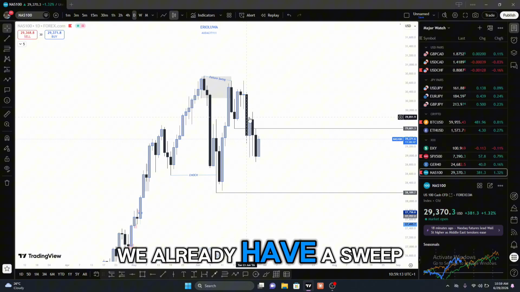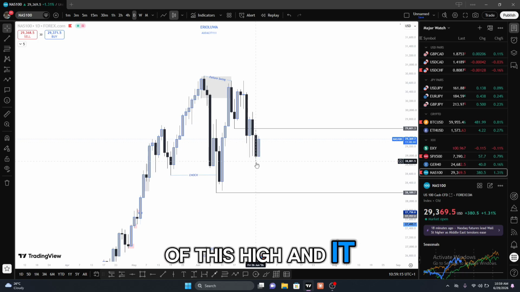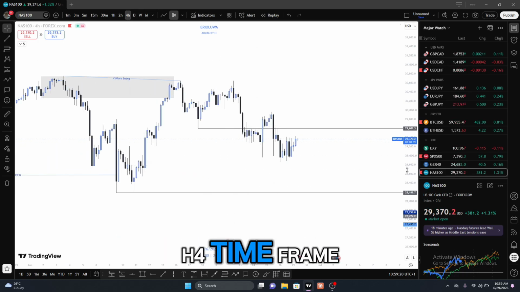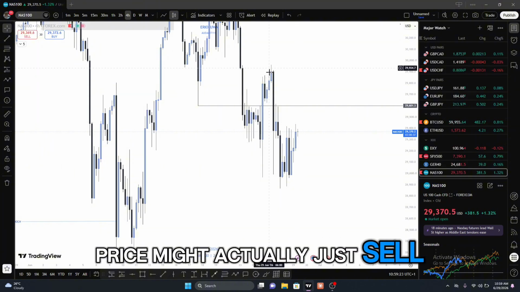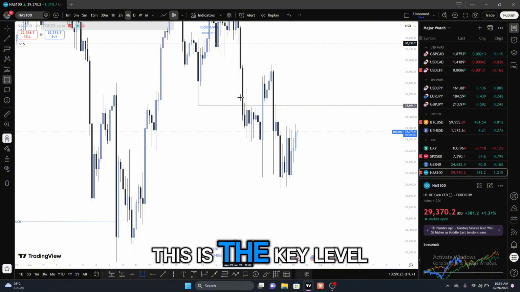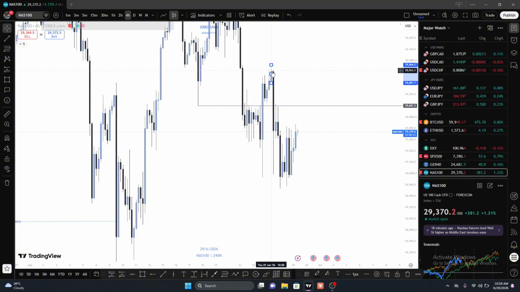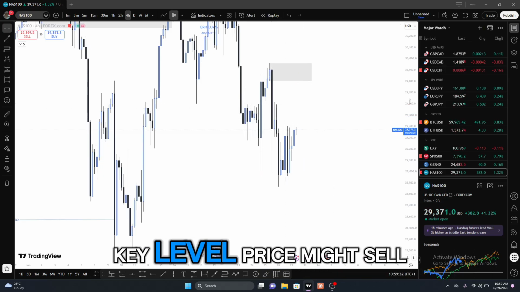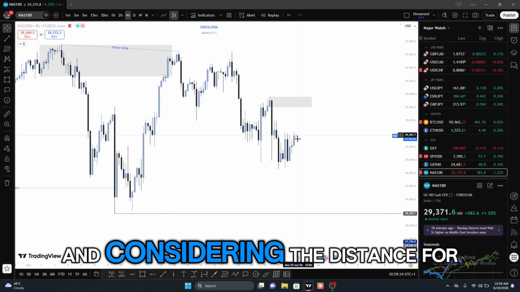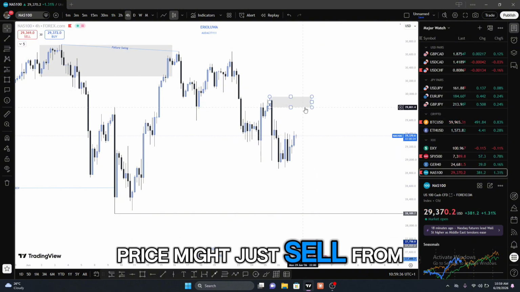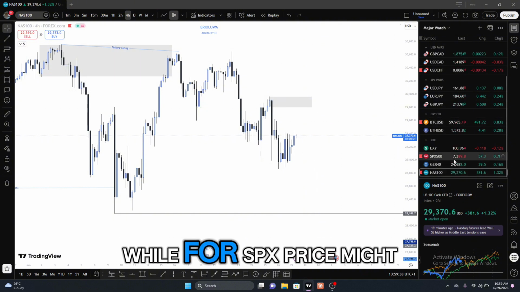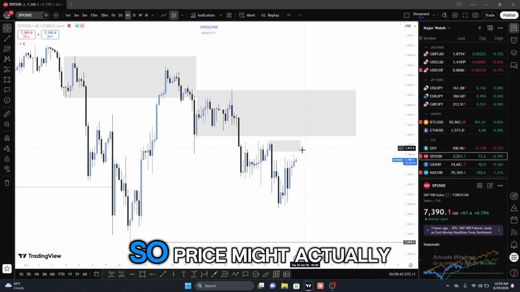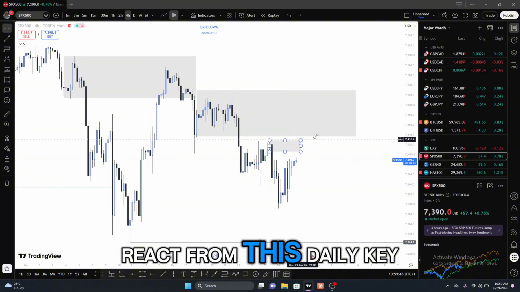And at this point, we already have a sweep of this high and a close, right? So going out to the 4 hours time frame, price might actually just sell from this particular key level. Yeah, this is the key level price might sell from. And considering the distance for NAS100, price might just sell from this key level, while for SPX, price might come up because this is very close to the key level. So price might actually react from this daily key level.